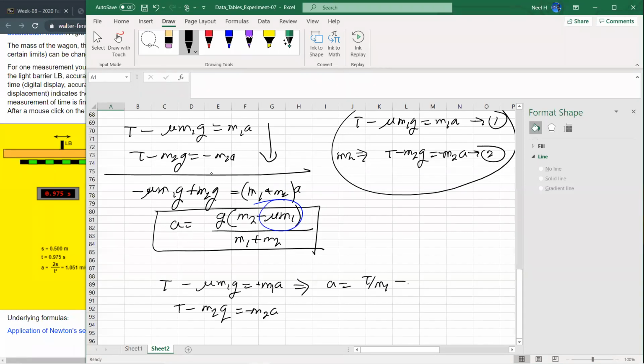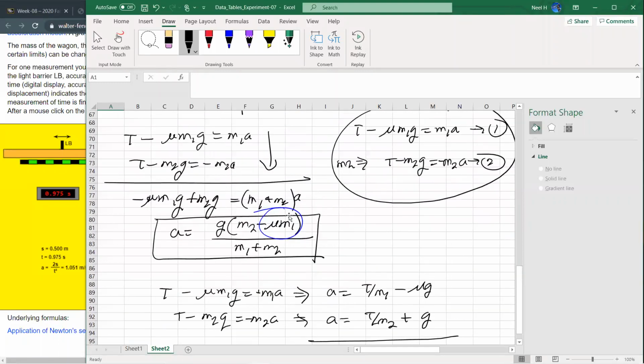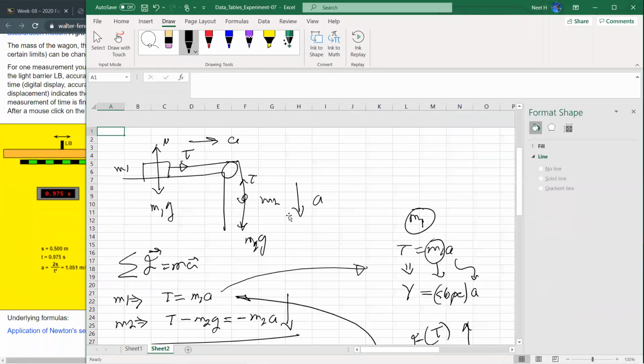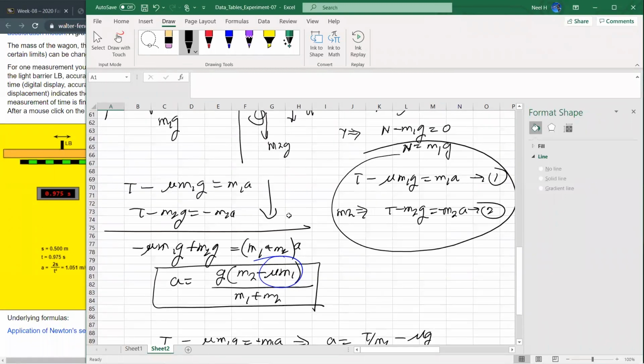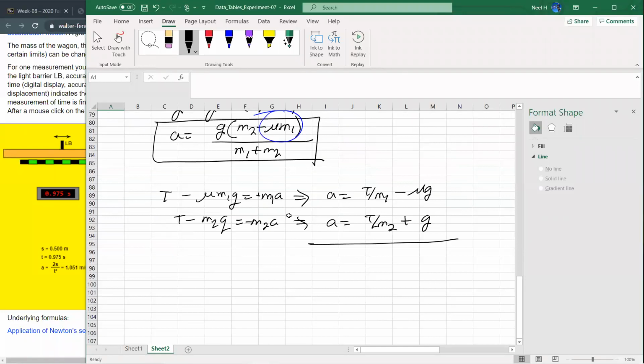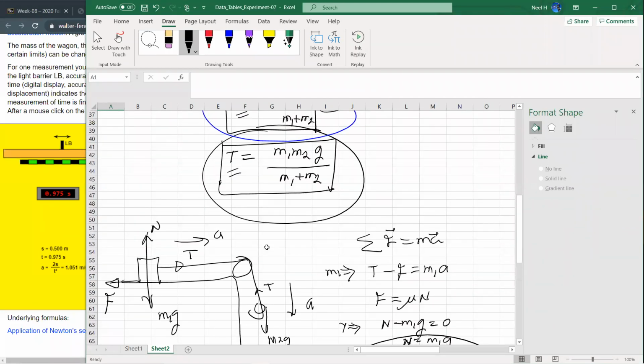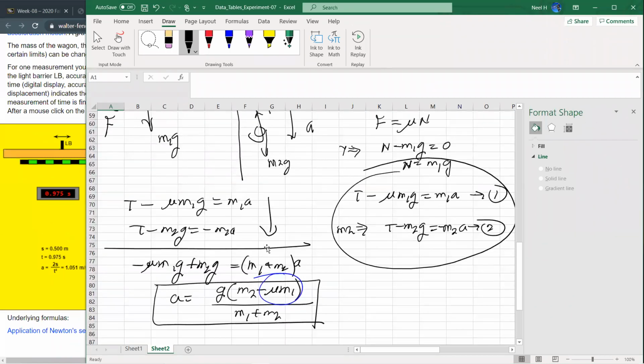T over m1 minus mu g. From the other equation you can find A equals T over negative m2 plus g. Now you can see you can get rid of A. I just show you this one because this is a very standard question which may be very useful for your lecture class if you take that class simultaneously. I don't know which place you are in, and I don't know how much the exam is asking. If the exam is asking up to the level of the calculus class, then you should be able to do this within 5 minutes.